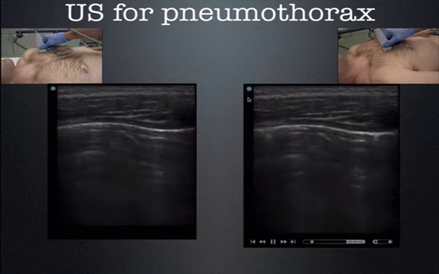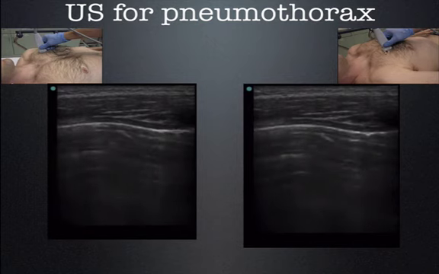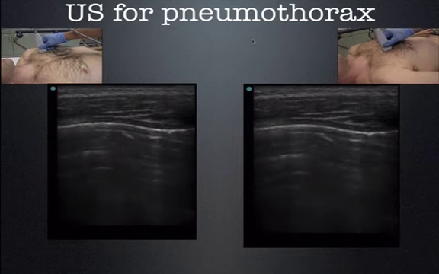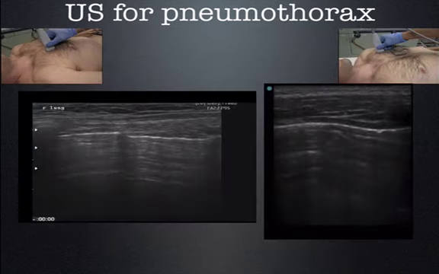So you'd quickly shift over to the other side, as shown here. Again, the most anterior portion of the thorax. Here's our rib. Here's the intercostal muscles. Here's the visceral and parietal pleura interface. And as the patient breathes, you can see the visceral and parietal pleura sliding past one another.